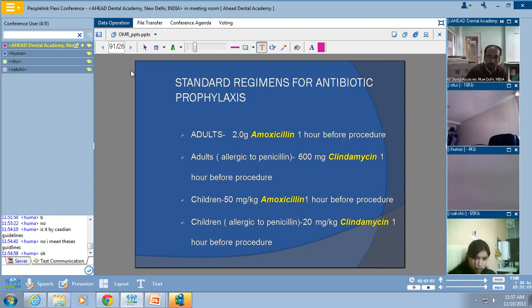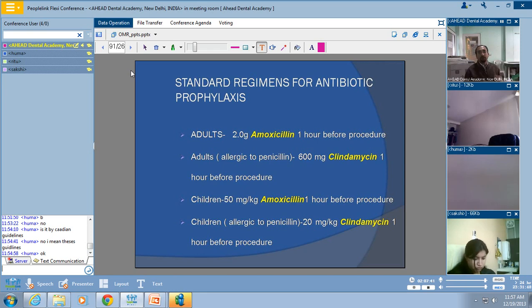If the child's weight is up to 30 kgs, we will give 50 milligrams per kg. But the moment the child's weight becomes more than 30 kg, we need to start treating him like an adult, and we will give him 2 grams of amoxicillin 1 hour before the procedure. Is it clear? The moment the weight increases to more than 30, we will give the child 2 grams amoxicillin 1 hour before the procedure. Is it clear about prophylaxis?